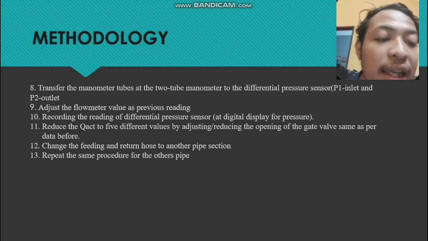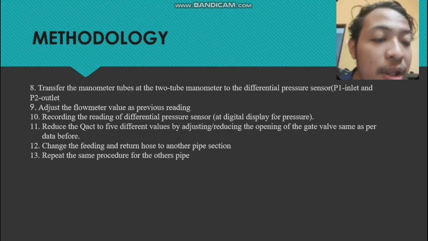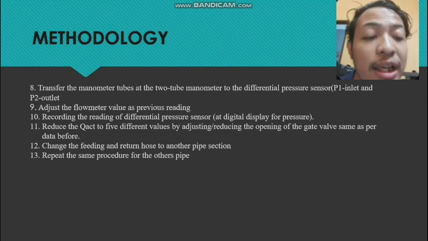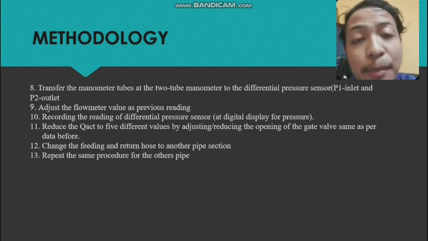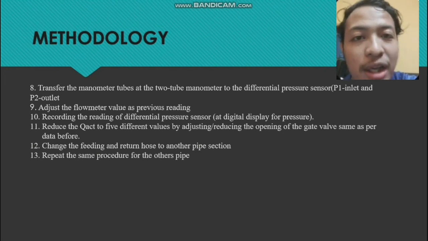Number 11 is reduce the QX to 5 different values by adjusting or reducing the opening of the gate valve, same as the data before. Number 12 is change the feeding and return hose to another pipe section. And the last one, number 13, is repeat the same procedure for the other pipe. So I will pass this presentation to Akmal.